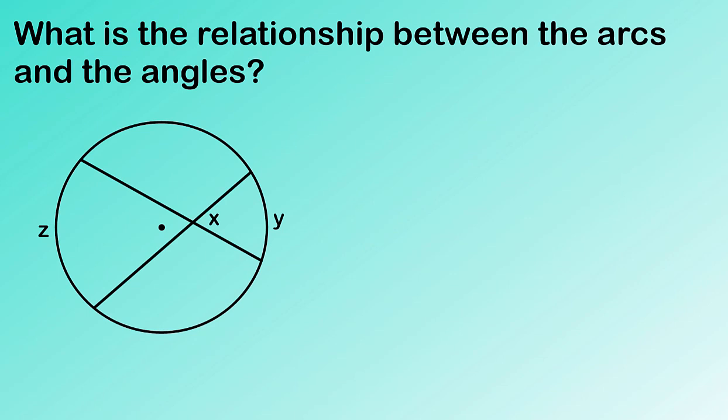So what's the relationship between the arcs and the angles? Here I know that these two angles must be the same, so this value here will also be x. So I can think of this as the sum of the angles is equal to the sum of the arcs, or 2 times the angle measure is equal to the sum of the arcs.